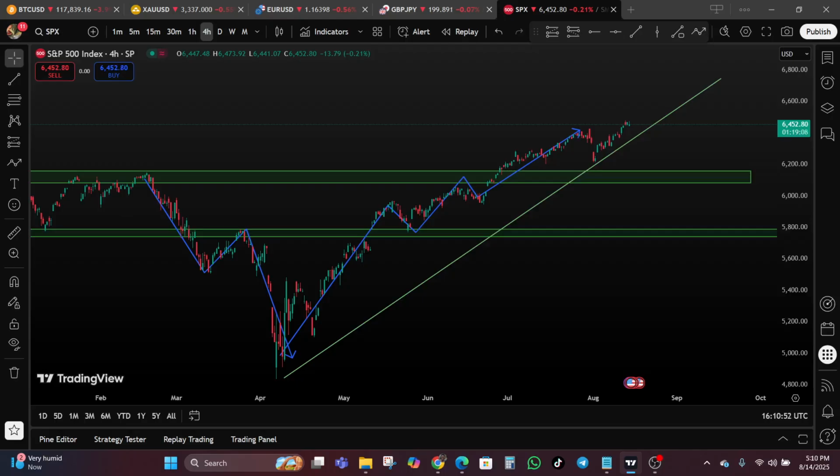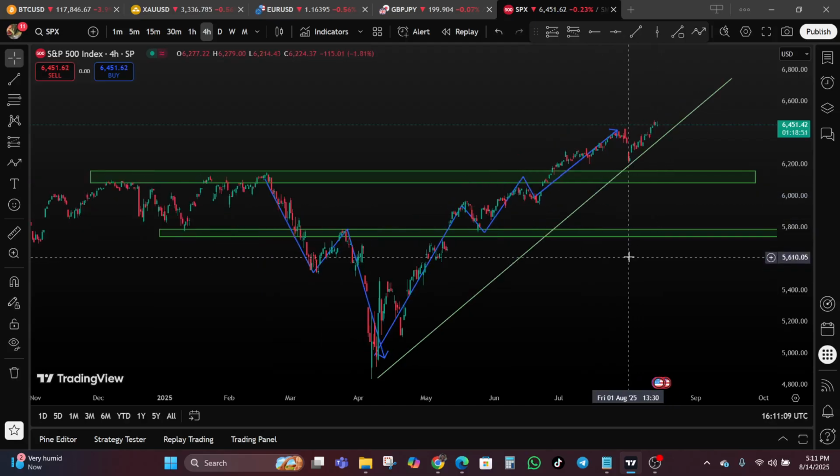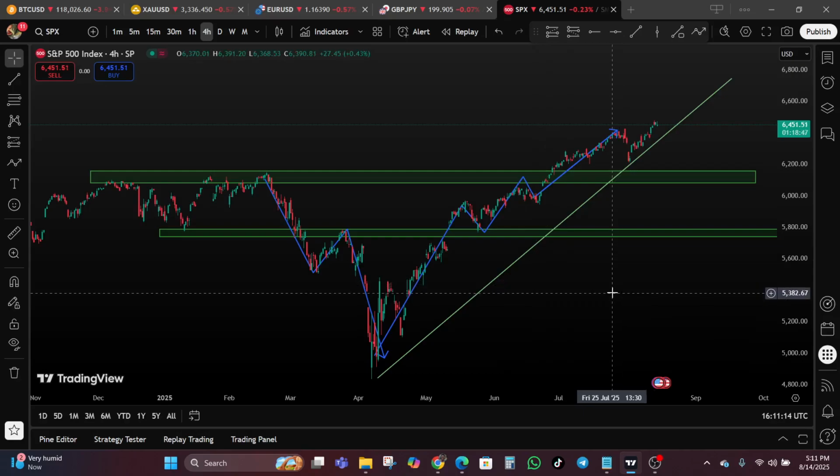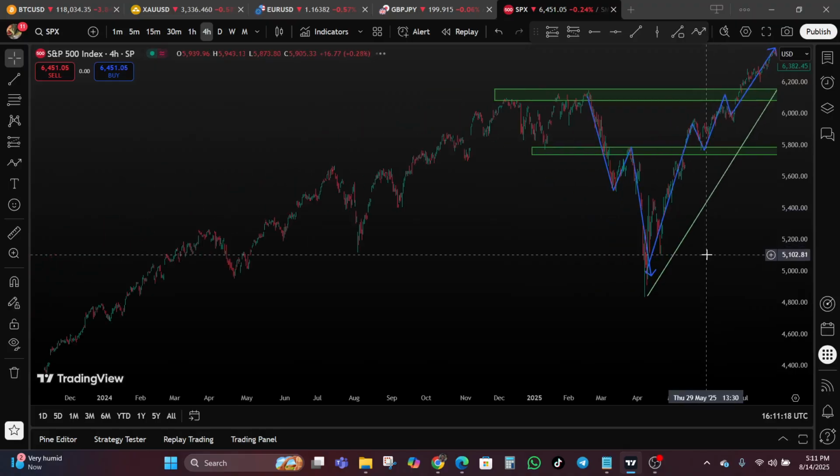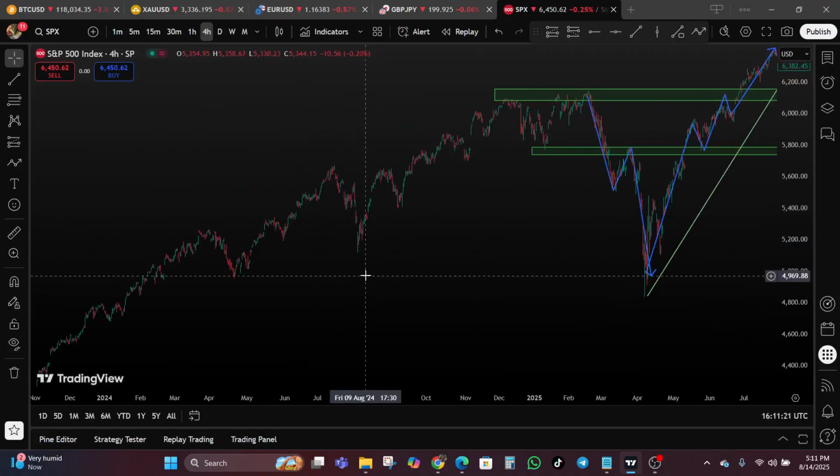The third step is spotting liquidity zones. These are areas where a large number of stop loss orders or pending orders are likely sitting. The market often moves to these areas to collect liquidity before making its real move. Recognizing these zones can prevent you from entering too early and getting stopped out unnecessarily.